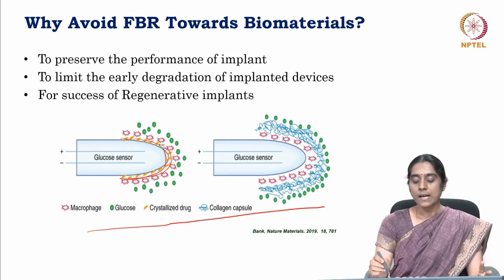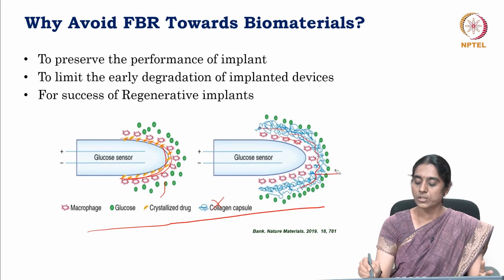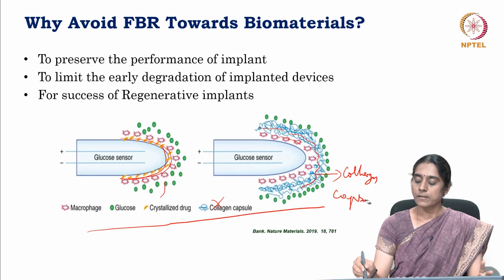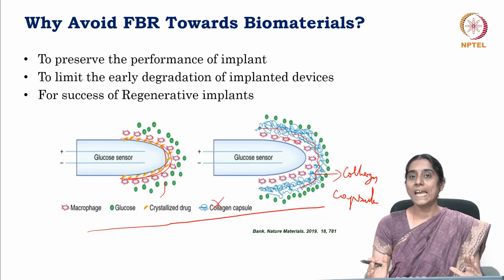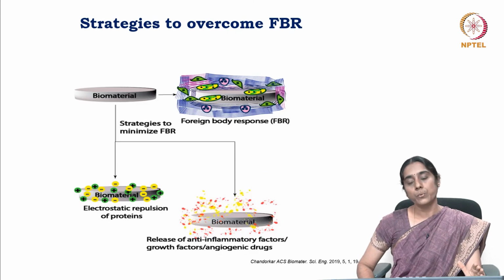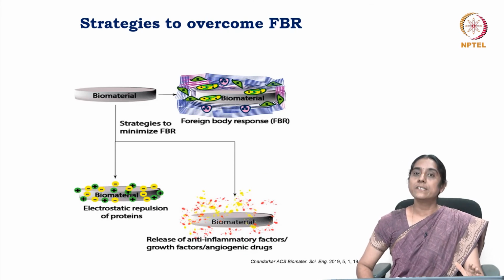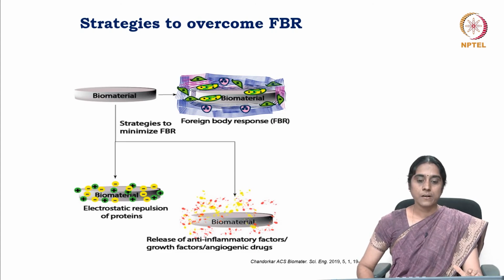So, as a strategy, what people do is they have coated it with the crystallized drug, which is causing the inhibition of collagen capsule formation. You see here, without the drug, there is collagen capsule formation, right? So there are various strategies by which we can avoid it. So, let us see how to overcome this extreme degree of foreign body reaction causing failure of implants.